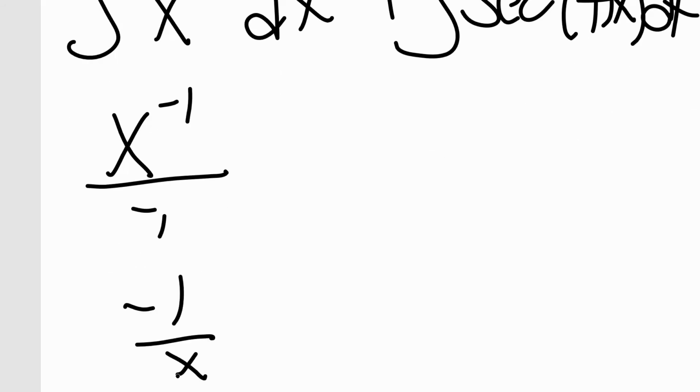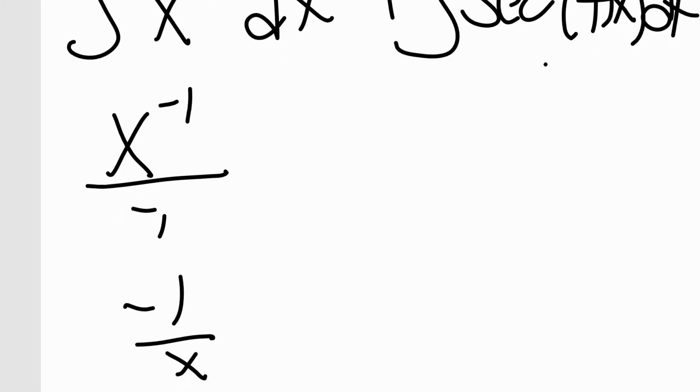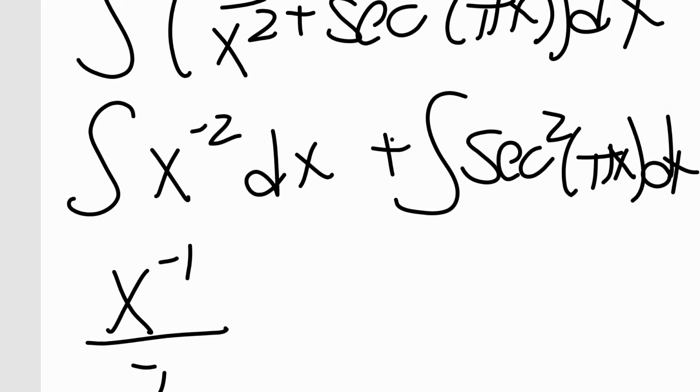Now, yes, typically we put plus c, but I'm just going to put plus c at the end of everything, because I'm going to add a constant here, and a constant here. When you add two constants, you still get a constant. So that first half is done. That's why we like to split it up. That part's not that bad.